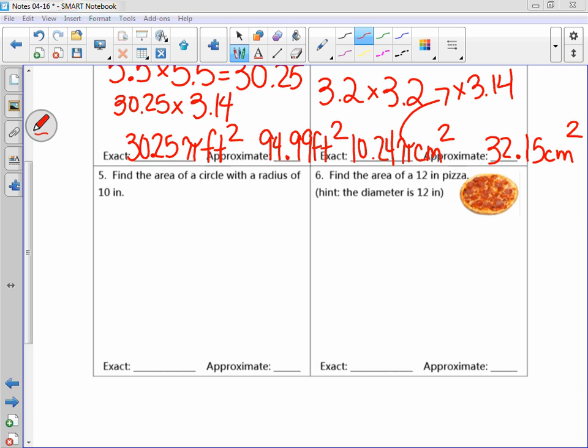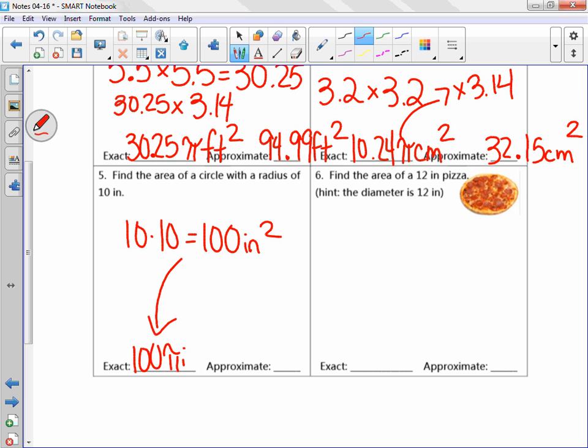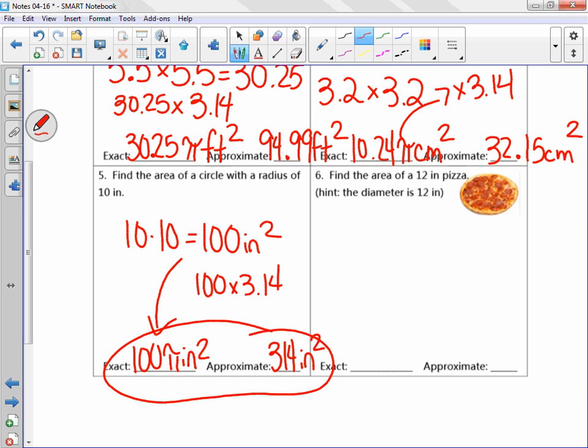Okay, so at this time you should have number 5 and 6 completed because you paused the video. For number 5, 10 times 10 is 100 inches squared. So my exact answer would be 100 pi inches squared. Multiplying 100 out by 3.14 for my approximate would be 314 inches squared. Okay, so if you got that correct, you're in good shape.